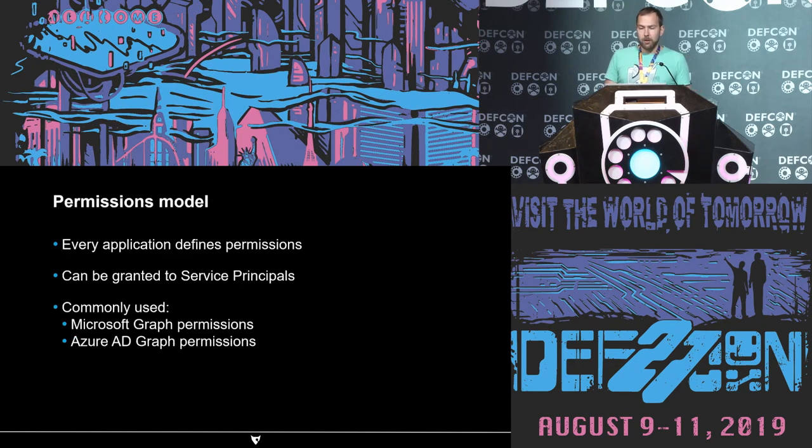Now, the permission model is as follows. Every application defines its own permissions, which can then be granted to other applications. Commonly used are the Microsoft Graph and the Azure AD Graph, and they define permissions such as Directory.Read, which gives an application or a user permissions to read attributes in a directory. And these can then be granted to other service principals. So let's look at how this looks in the portal first.